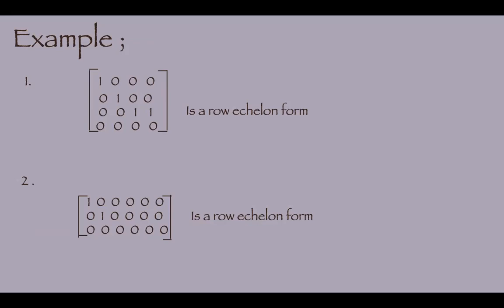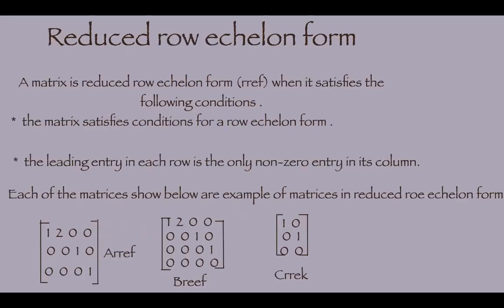Now the second one is a 3 by 6 matrix. Here you can see the third row is filled with zeros, and the second row is 0. So it also is in echelon form. So these are some examples of echelon form. And then you can observe. Next, reduced echelon form.